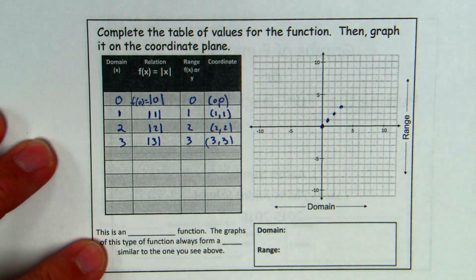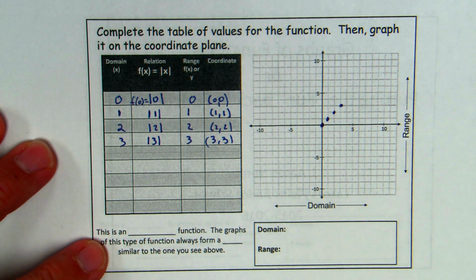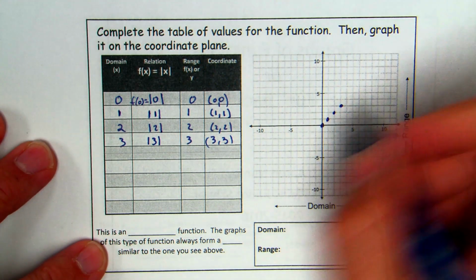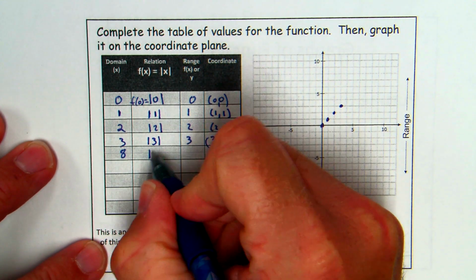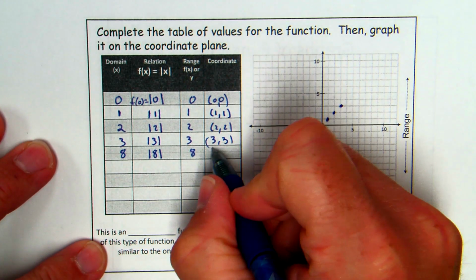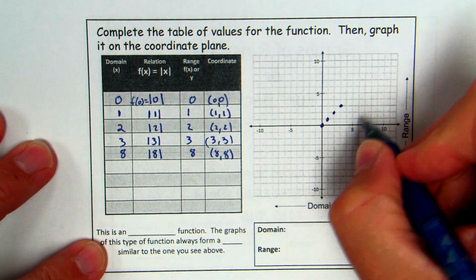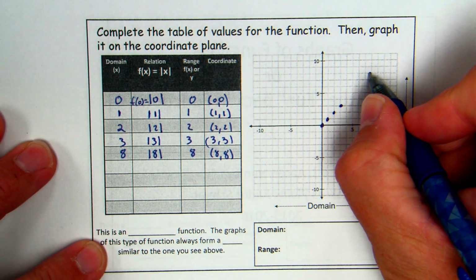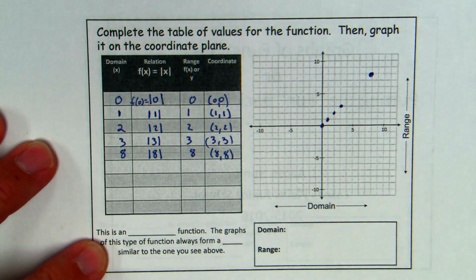Now, I'm thinking I'm beginning to see a pattern. I want to check and see if my pattern is correct. So I'm going to try something a little farther away just to make sure. The absolute value of 8, maybe, would give me 8, 8. And this does match what I'm thinking the pattern is. Hopefully you can see the pattern as well as you are working on this.